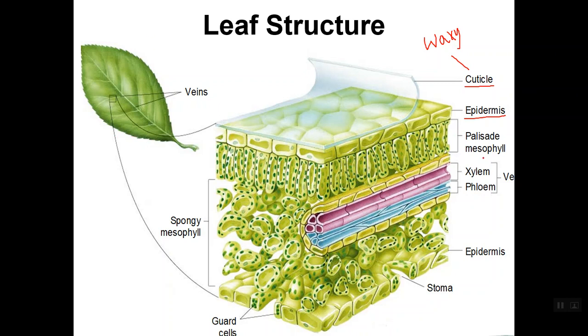Underneath the epidermis, you're going to see two layers of mesophyll. Meso means middle, so it's like a sandwich. It's like a mesophyll sandwich. You have mesophyll in the middle. You don't really have to know the difference between palisade and spongy.